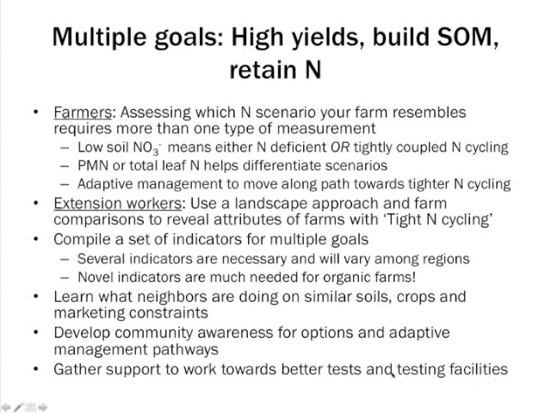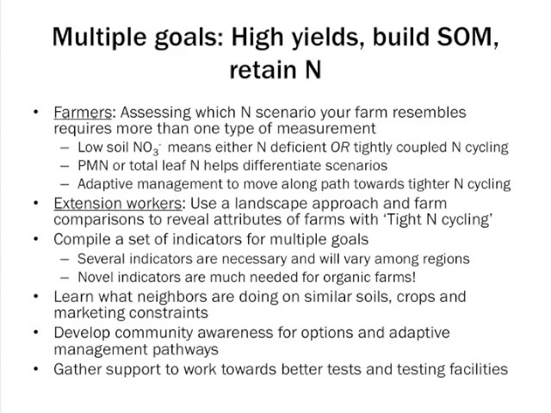And if you are interested in nitrogen testing, you're going to have to measure more than one thing. For example, low soil nitrate could mean that either your crop is N deficient or that you have tightly coupled nitrogen cycling. So if you get a measure of potentially mineralizable N or total leaf nitrogen, you could help differentiate between those scenarios. As Tim pointed out, there's a lot of variation amongst our fields, and that adaptive management with testing could help you move along a path towards tighter nitrogen cycling.